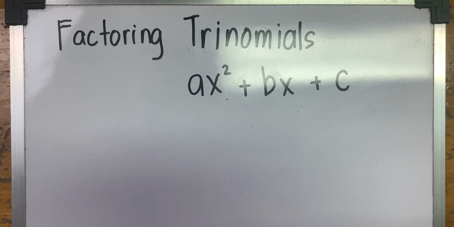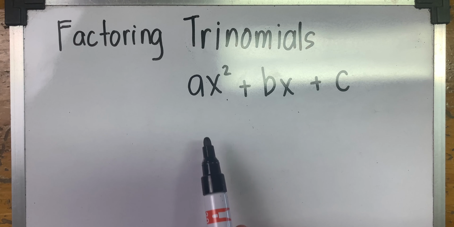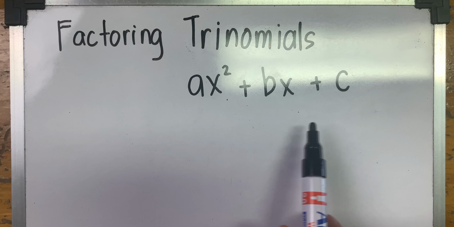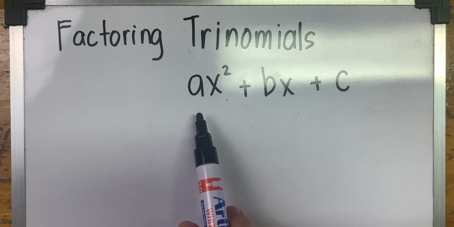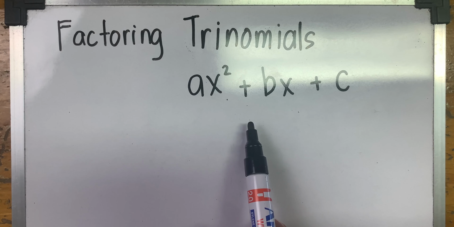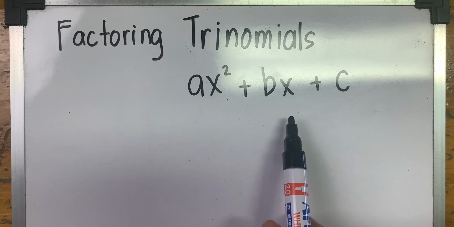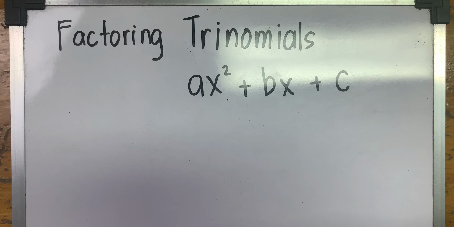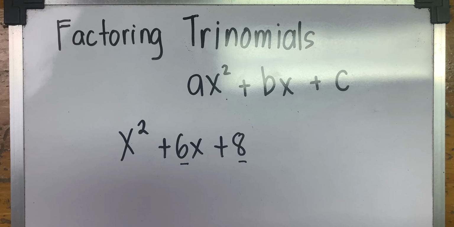Today we will learn about factoring quadratics or factoring trinomials. Factoring trinomials is an equation in the form of ax squared plus bx plus c, where a is the coefficient of x squared, b is the coefficient of x, and c is the constant. In our example, x squared plus 6x plus 8, our A is 1, our B is 6, and our C is 8.